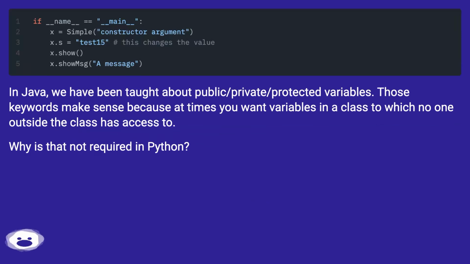in Java, we have been taught about public, private, protected variables. Those keywords make sense, because at times you want variables in a class, to which no one outside the class has access to. Why is that not required in Python?